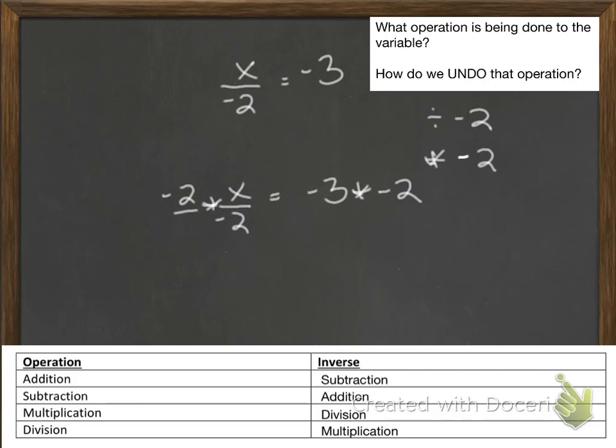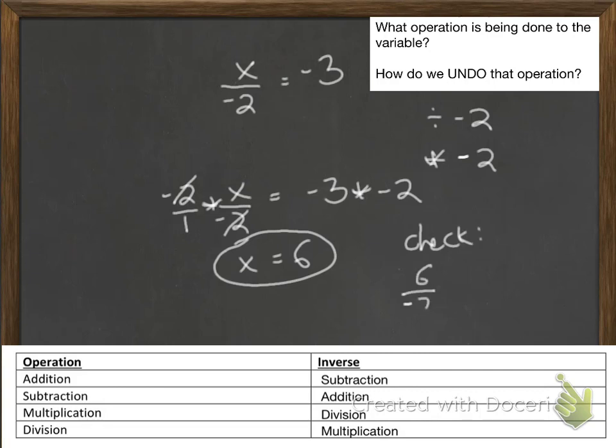And again, if it makes you feel more comfortable, you can rewrite it as -2 over 1. It's the same thing. So these cancel out. We get x, or x over 1. -3 times -2, watch your signs, is +6. Again, we can go back and check our math. If I type in 6 divided by -2 into my calculator, it does in fact give me -3. So it checks out, and that is the correct answer.